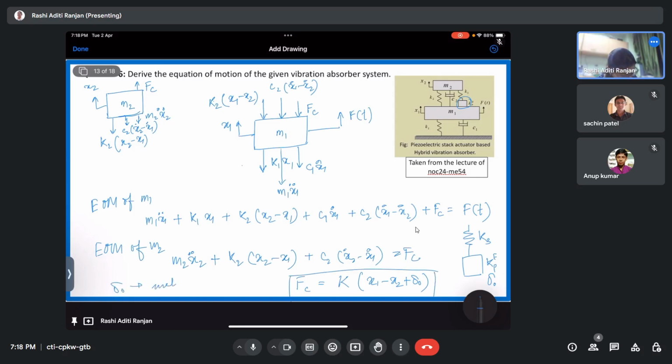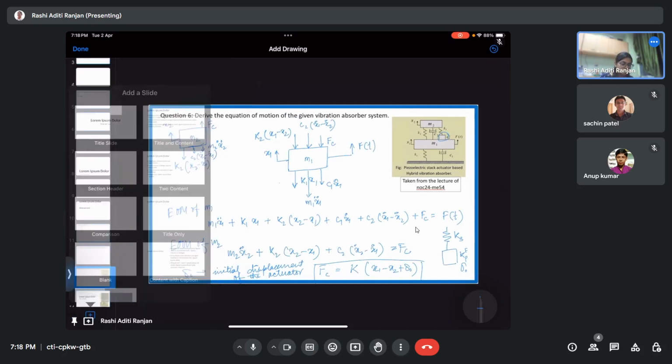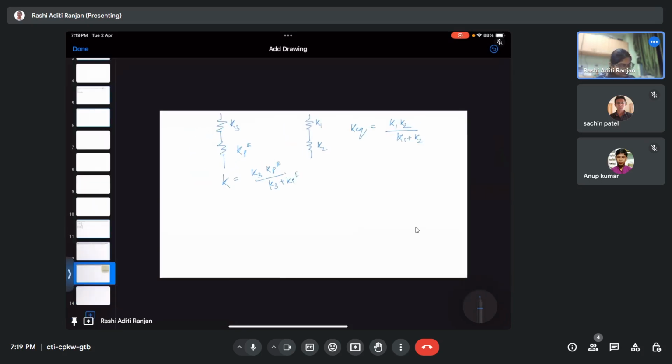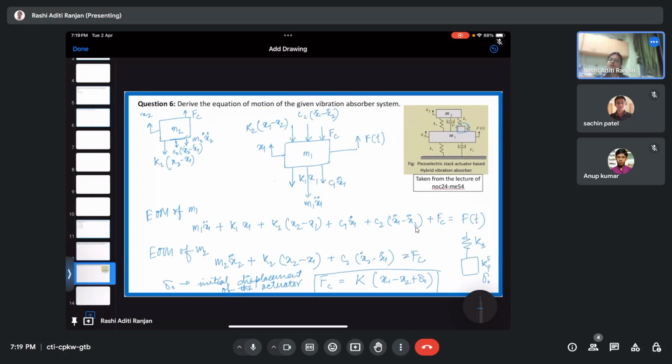Here delta naught is some initial displacement of the actuator. Okay. Now the question is what would be K? I can assume it something like this: one spring connected to another spring. This is K3 and this is Kp of E. If I have two springs, one with stiffness K1 and the other with stiffness K2, I can find its equivalent as K equivalent equal to K1 K2 divided by K1 plus K2. So in this case, I'll have K as K3 KPE divided by K3 plus KPE. Simple. So this is how I wrote this force. Now my equation of motion is fully complete.